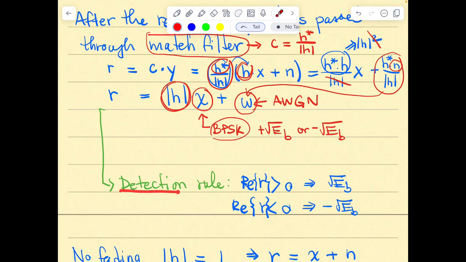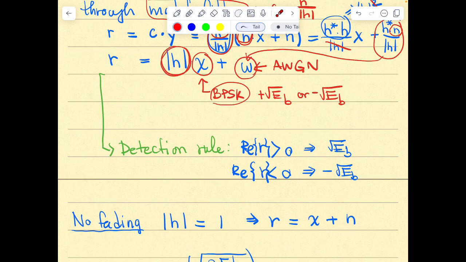Then the detection is this. We take the real part of r. If it's bigger than 0, then we assume that square root of Eb has been sent. If the real part of r is less than 0, then the receiver would detect that minus square root of Eb has been sent, or the detected bit is 0. Okay. Now, if there's error, then the error will occur.